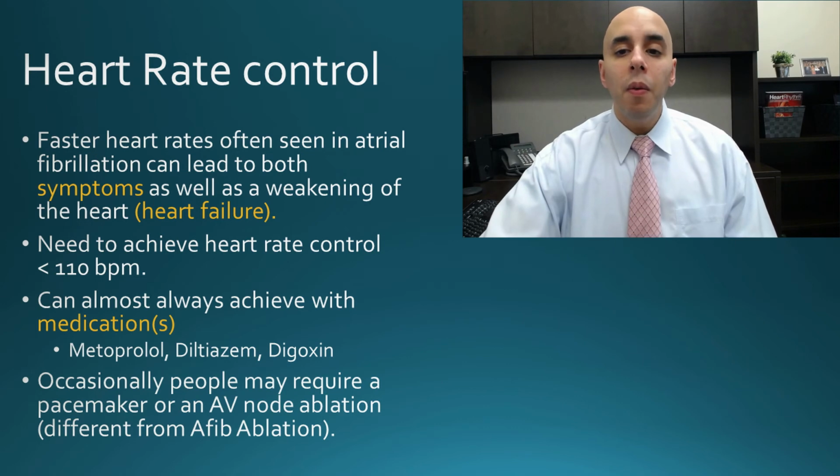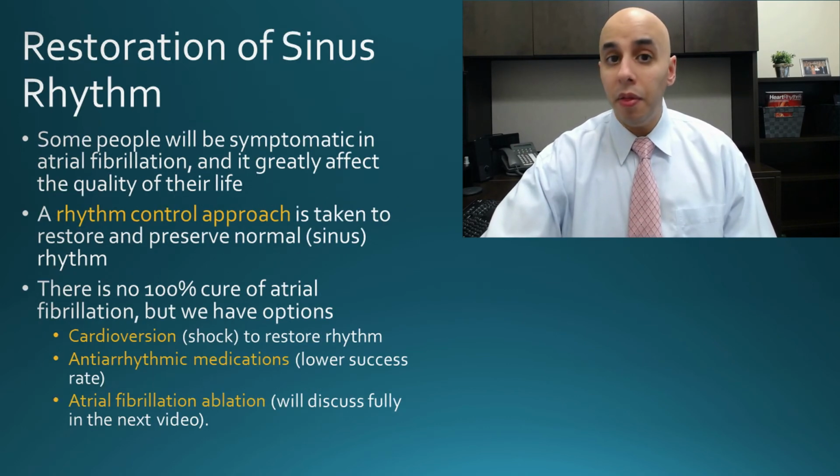But for some people, that's not enough. For some people, despite thinning the blood, despite good control of the heart rate, they still don't feel good. And for those people, we recommend a rhythm control approach. And the way that we do that is by shocking the heart to get someone in normal rhythm and strategies to try to keep someone in normal rhythm. So we'll talk about those approaches. We'll talk about the cardioversion, we'll talk about antiarrhythmics, and we'll talk briefly about ablation, and we'll talk about it comprehensively in the next video.